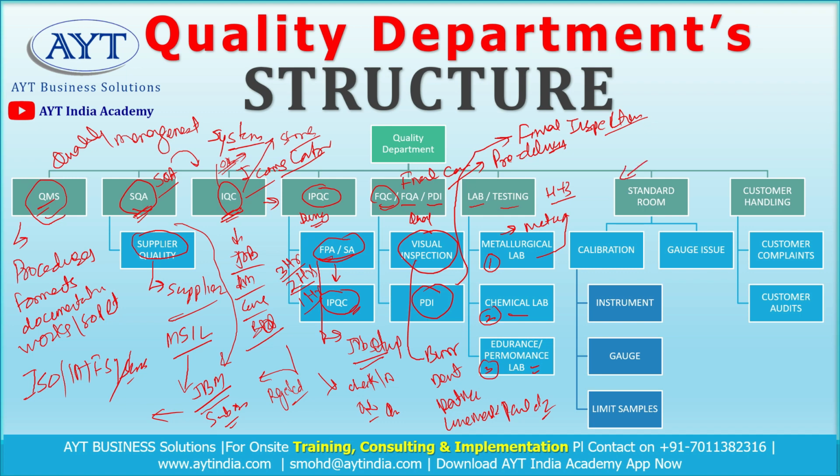Then comes the standard room as well. The standard room can be divided into two parts. One is calibration and the other is the gauge issue system. The standard room is basically a room or an area or a section which controls all the calibration and issuance of all gauges, instruments, limit samples, etc.